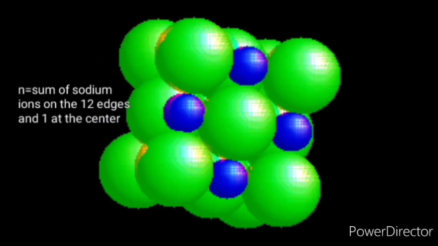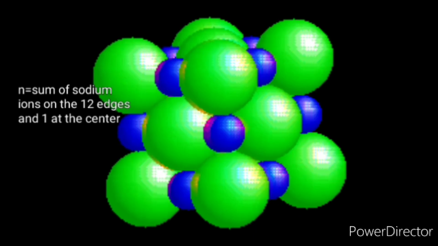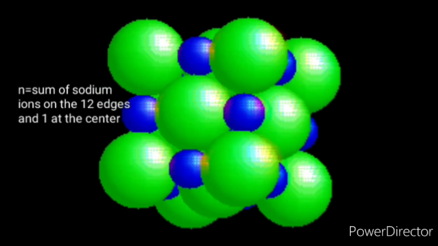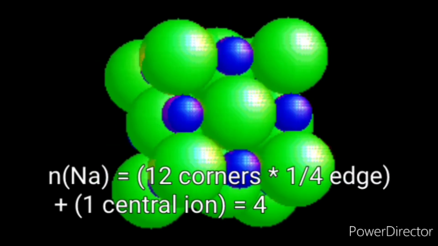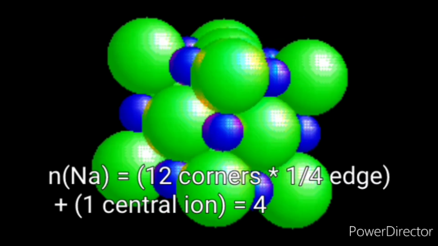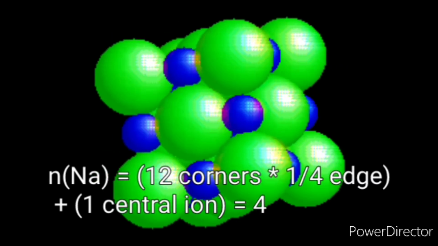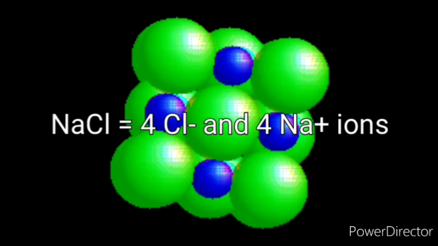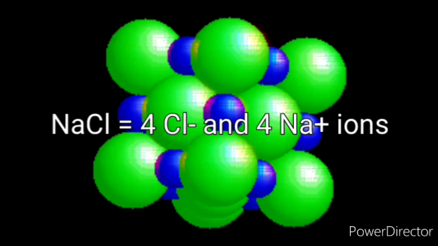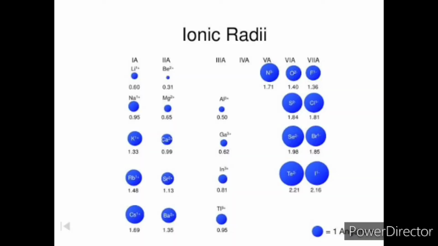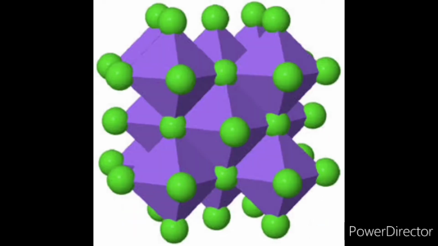The total number of sodium ions per unit cell is equal to the sum of sodium ions on the 12 edges and 1 at the center of the cube. The total number of sodium ions is equal to 12 edges by 1/4 per edge plus 1 ion in the center, which is equal to 4. Thus, the unit cell of sodium chloride contains 4 chloride ions and 4 sodium ions. The chloride ions, with a radius of 1.81 angstroms, are larger than the sodium ions, with a radius of 0.95 angstrom. Its structure is an octahedron.